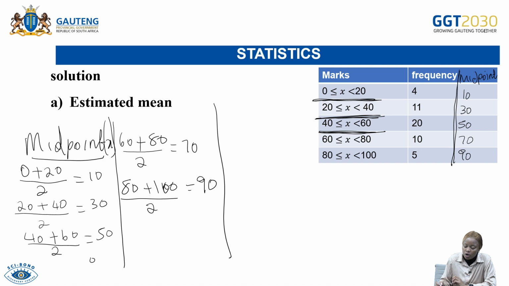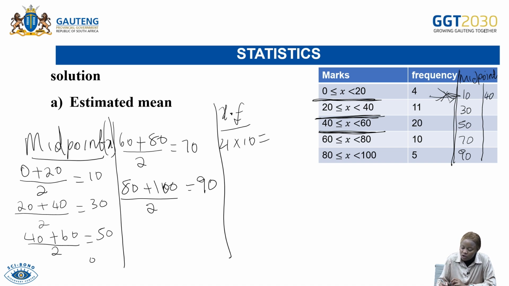You are done with that column, and then you just extend another column on the side where you can find the midpoint times the frequency. So now we are going to multiply the frequency with the midpoint. For the first value, you'll say 4 times 10. If I multiply the 4 and the 10, I am going to get 40, right? You'll get a 40 here.